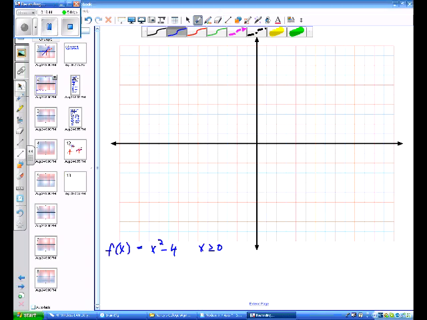Okay, we're going to look at the function f of x equals x squared minus 4, and we're going to limit our domain to where x is greater than or equal to 0. Now, we've already graphed our parabolas. We could graph these by using transformations. We know that if we had our points, we'd have (0, 0), and then it says to move it down 4.